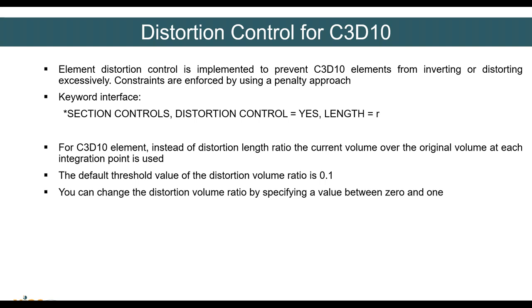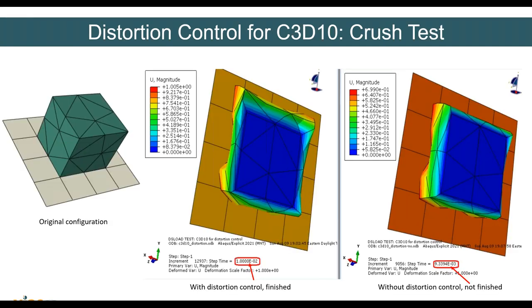And here is the keyword option, *SECTION CONTROLS, DISTORTION CONTROL=YES, that we have to set. And for these elements, instead of distortion length ratio, what we are using is the current volume over the original volume at each integration point for tracking this distortion. This value is by default 0.1. However, you can set this value from 0 to 1. And it has shown good improvement in terms of convergence as well.